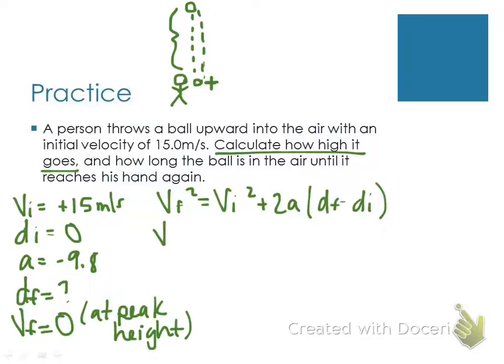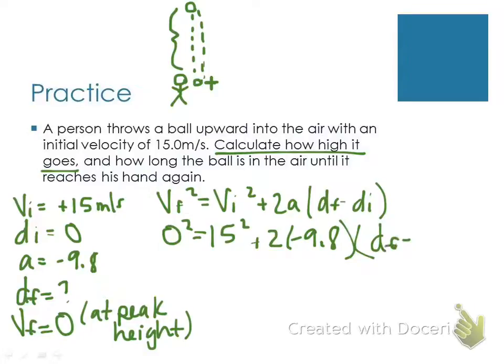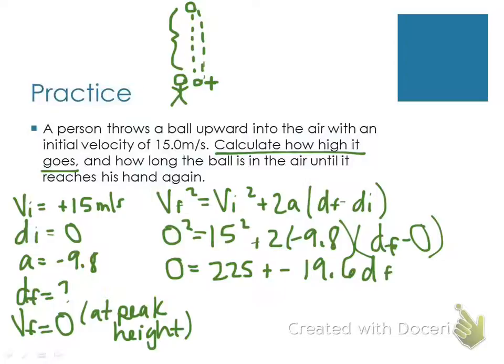Final velocity squared we know is 0. So 0 squared equals 15 squared plus 2 times negative 9.8 times df minus 0, which realistically goes like this: 0 equals 225 plus negative 19.6 df. Because df minus 0 is just distance final, you can drop that 0. So we multiply these all together.